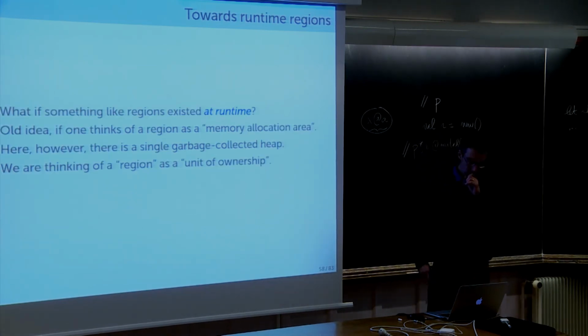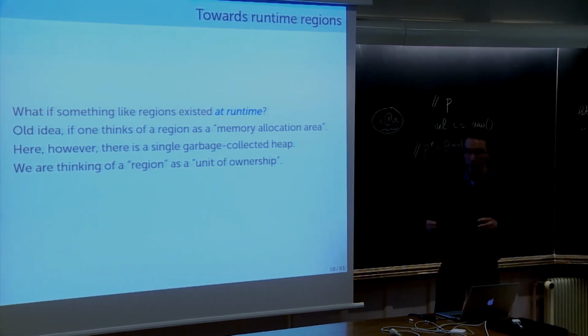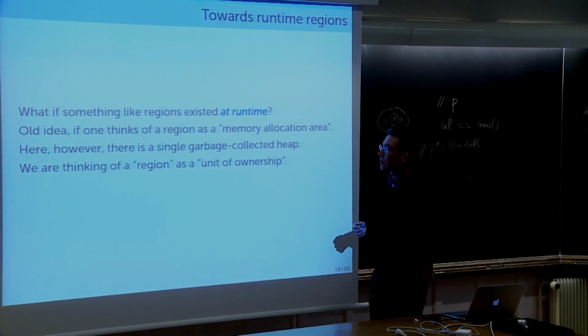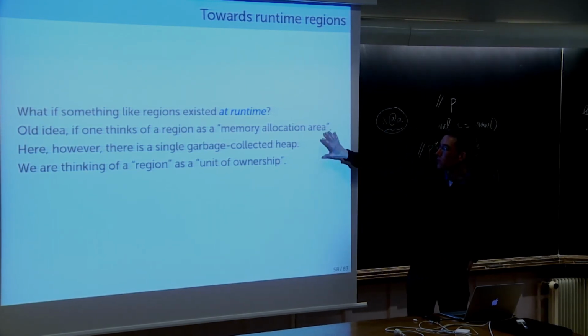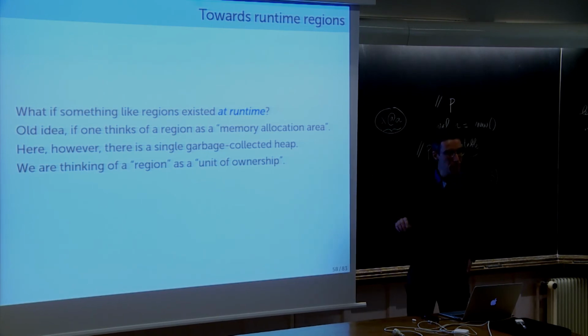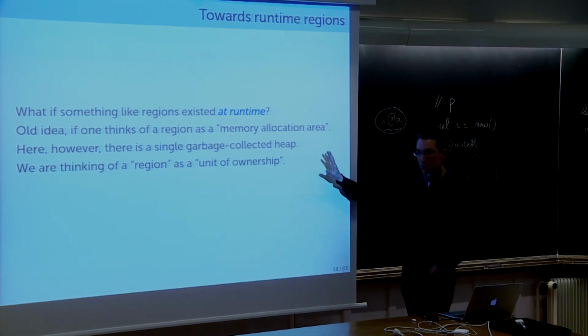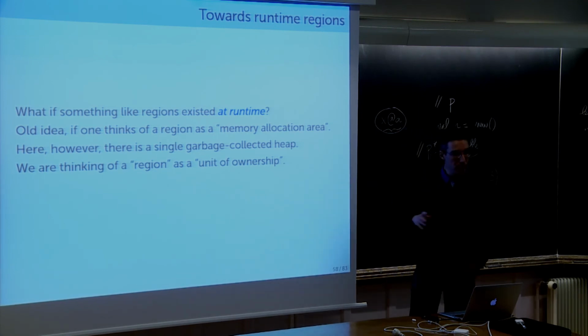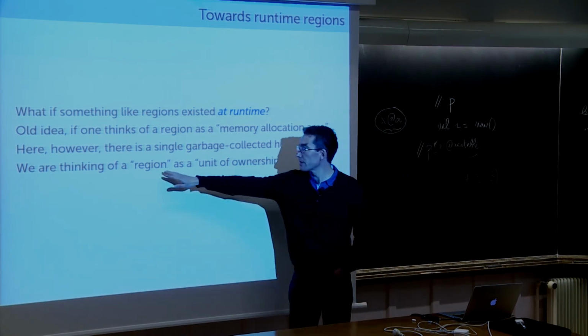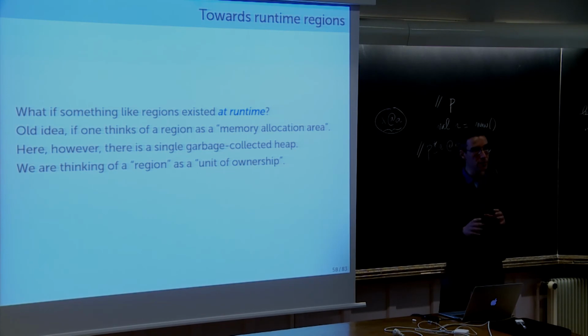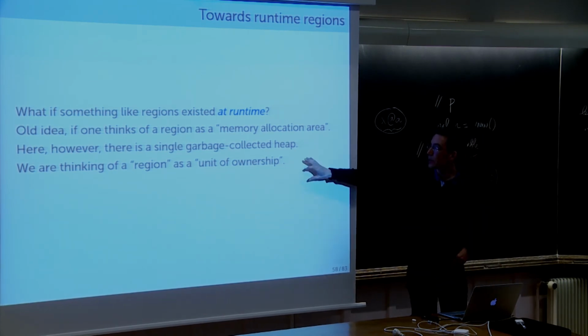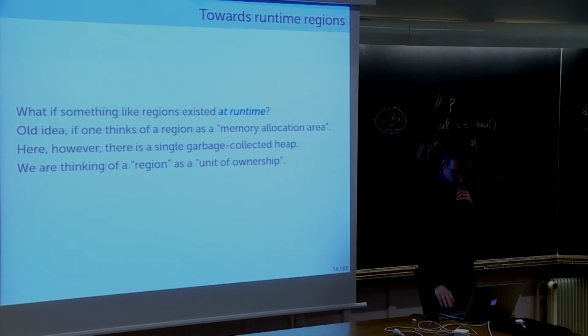So one way of thinking of how we came to it is something like regions that exist at runtime. So you may think of old work, which I'm thinking of Tofte's work, for instance, or Talpin and Jouvelot, where they had this stack of regions where you would allocate memory. And that's not what I'm thinking of, just to make things clear. In Mezzo, we have a single garbage collected heap. So when I say region here, I'm really thinking of a unit of ownership, something for which you have a unique token of ownership.